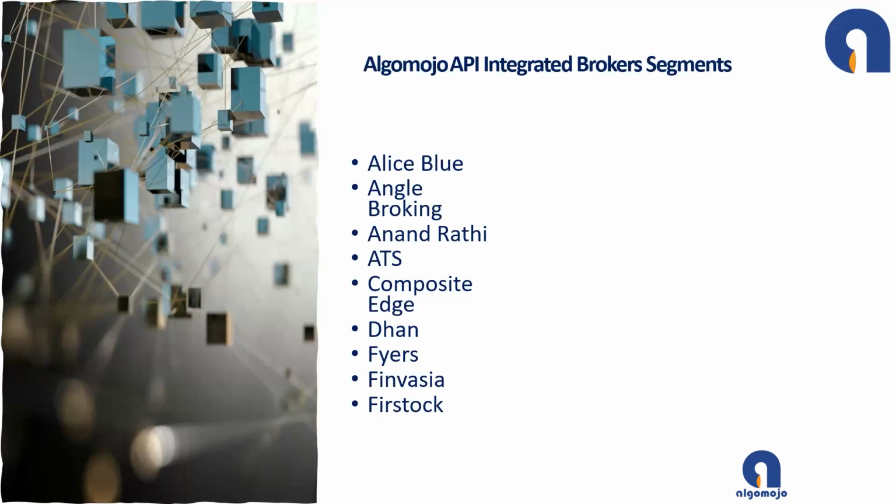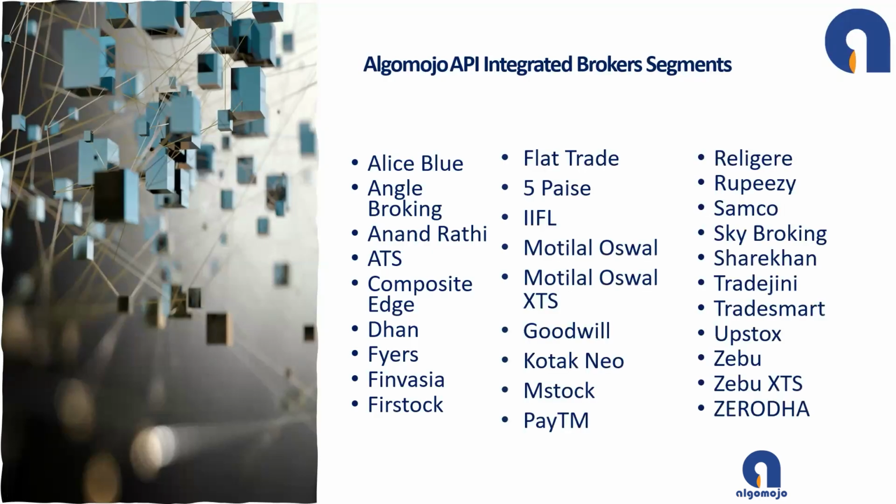Now, in terms of brokers, these are the brokers with whom we have done the integrations. Almost all major brokers have been included, from Zerodha to Upstox to Angel Broking to Composite Edge. All the main brokers, we have done the API integration. So if you have a strategy, you'll be able to use these brokers for placing orders.